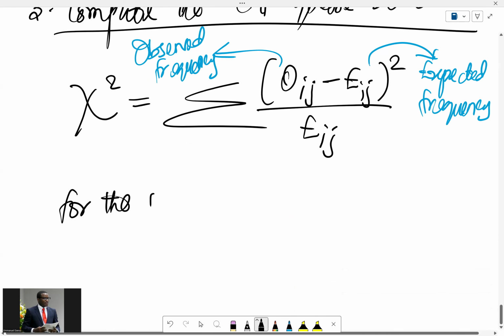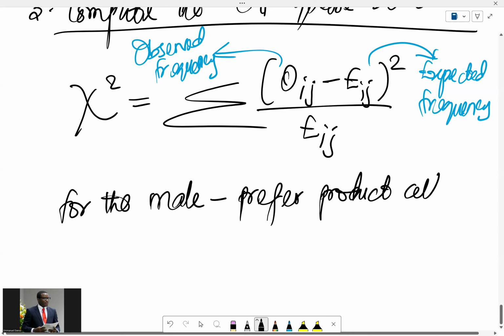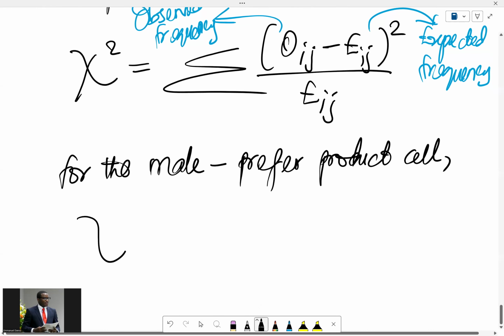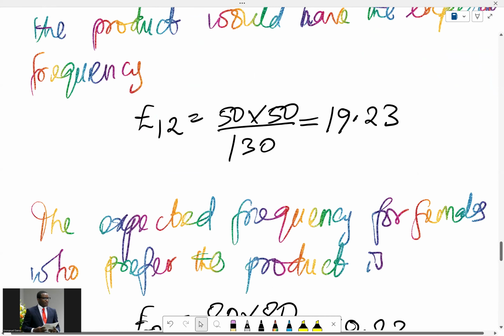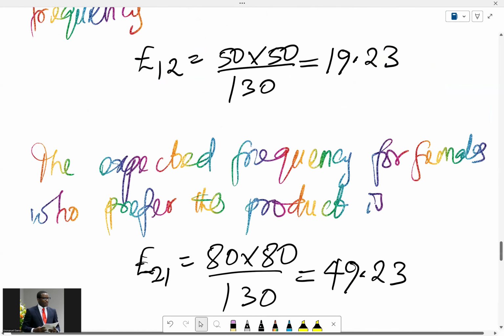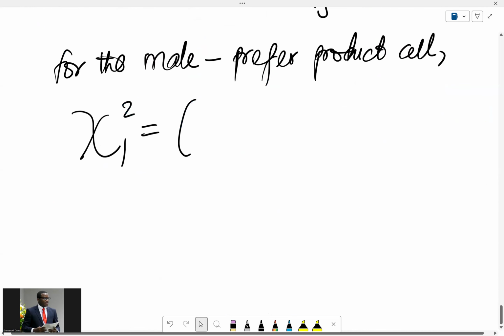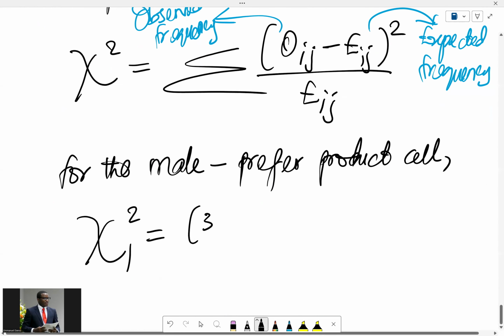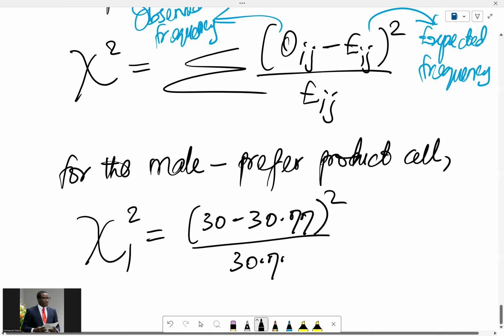For the male who prefer product cell, we have chi1 squared, which will be, the observed frequency is the original frequency we got from the original table. The observed frequency will be 30, whereas the expected frequency is, I think, 30.77. So we have 30 minus 30.77 squared divided by 30.77. I believe that should be something like 0.019. Please confirm and be very sure of that.